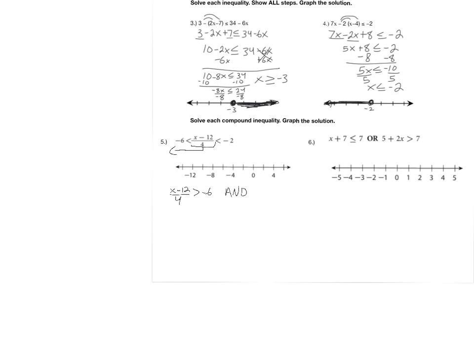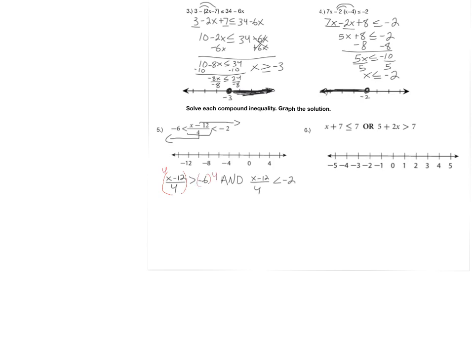And what's our other inequality? Well, that one we just look at by reading it from left to right. So that would be x minus 12 over 4 is less than negative 2. Then we just solve it. So what would we get rid of first here? The 4. And we would multiply both sides by 4.